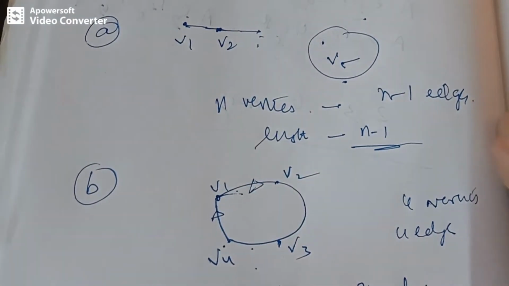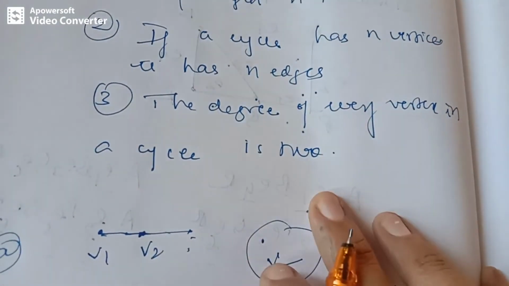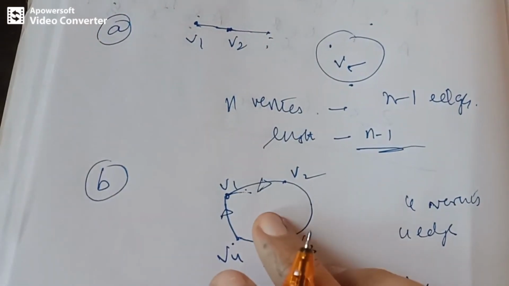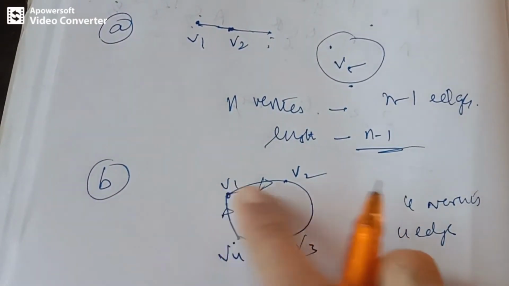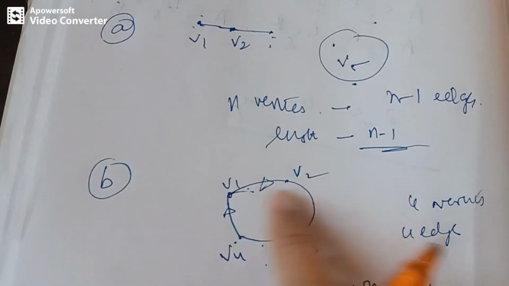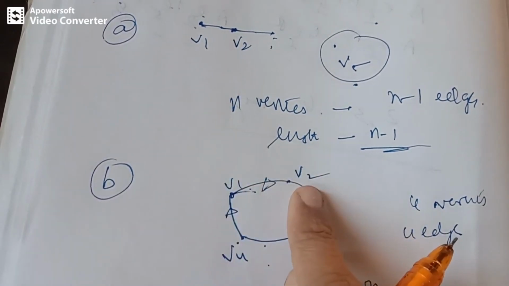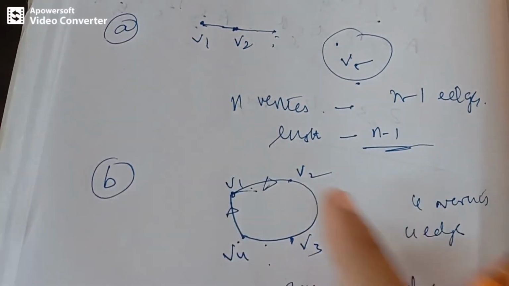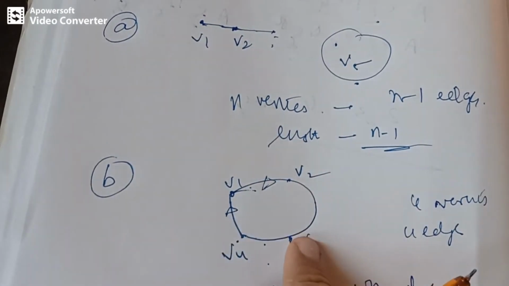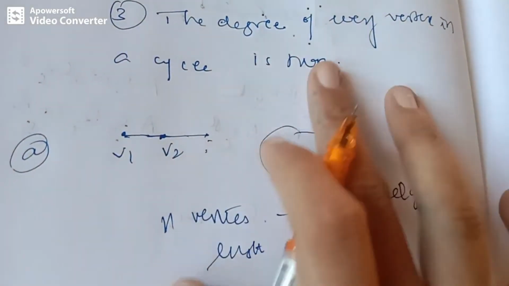Okay, coming to the last question. The question is, the degree of every vertex in a cycle is 2. Obviously, we know that in a cycle, exactly 2 edges are incident on every vertex, right? One edge through which it can enter the vertex and the other edge through which it can leave the vertex, enter and exit. So exactly 2 edges will be there on each and every vertex. So obviously the degree of every vertex in a cycle has to be 2. So that is how we can write it in terms of statements.